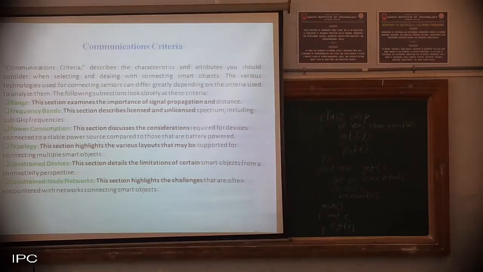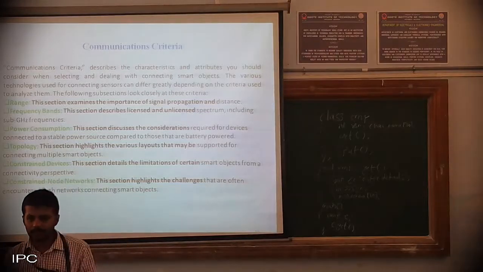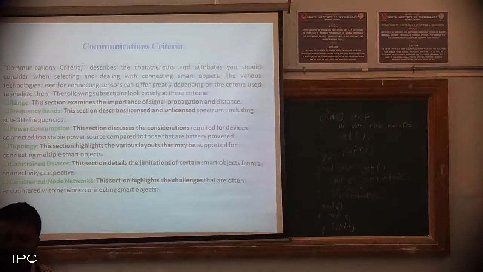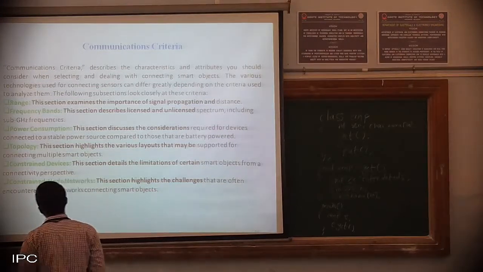Following sections closely at these criteria means smart object communication criteria. Okay, so the first criteria is range. Range means signal propagation and distance: what is the range of this communication? Whether the sensors and the gateway we are keeping at 10-meter distance, 100-meter distance, or in centimeters, how far it should communicate with the sensors. That range is the first criteria.